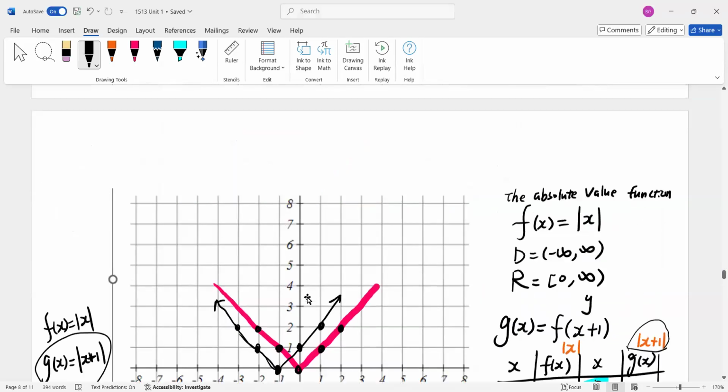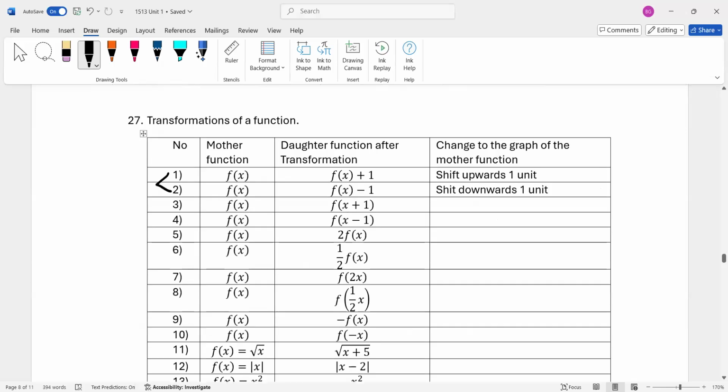Yeah. So the common mistake here is when you add 1 to the function, you go upwards, kind of like very intuitive. When you subtract 1 from the function, you go down 1 unit. However, when you add 1 unit to x inside the parentheses, you shift the graph.